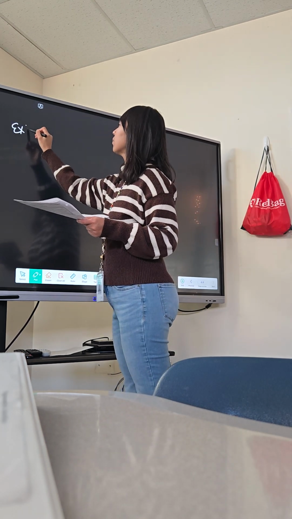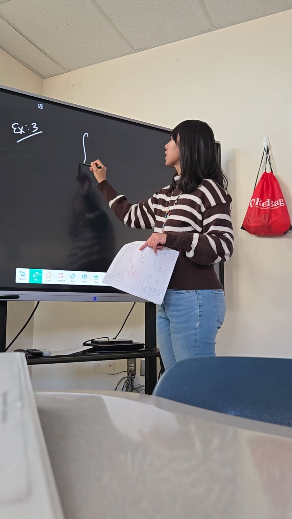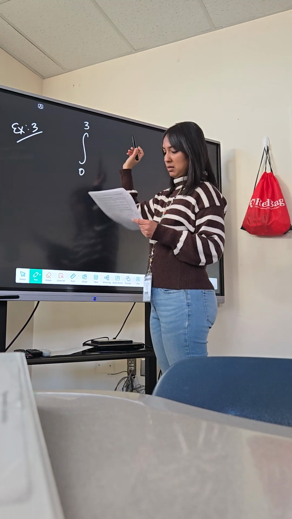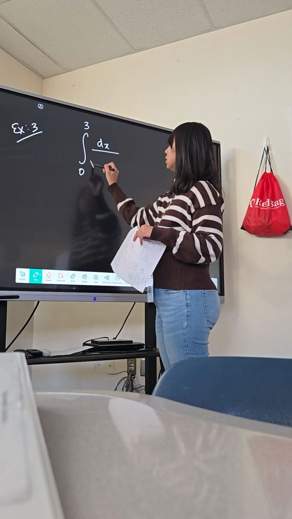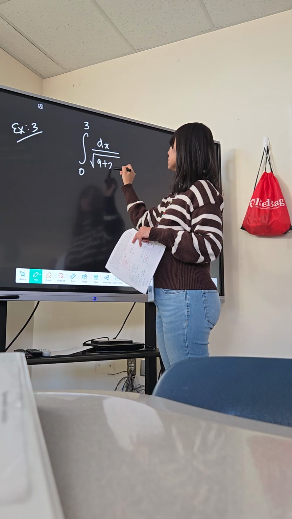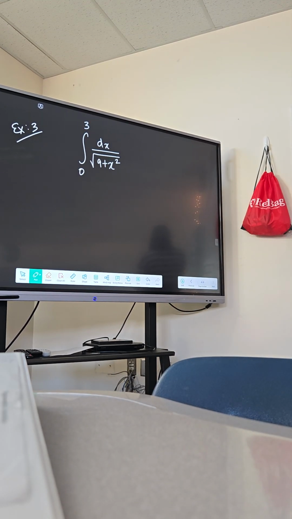For these questions, we don't have a choice. So this one's actually gonna be tangent. Why is it tangent? It's because it's plus. It doesn't matter if it's a square root or not.